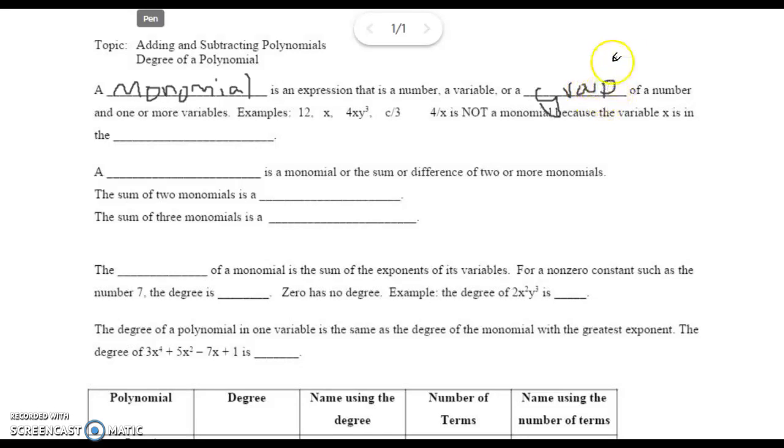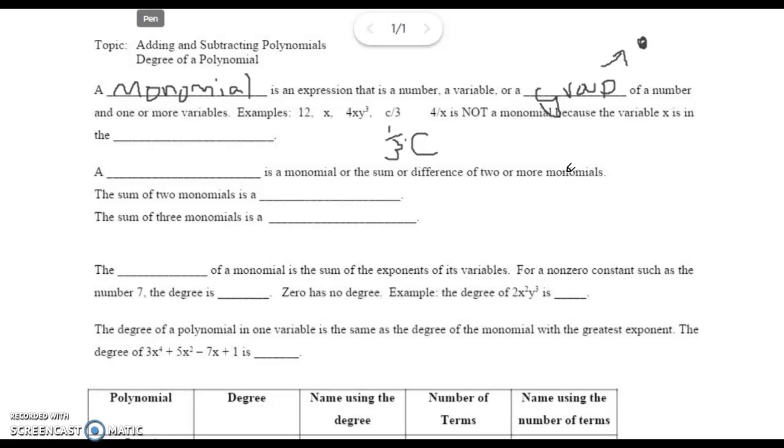Okay, and the way I like to think of a monomial is basically it is a number, a variable, and things that are being multiplied. So where you see this group, you can kind of write off to the side a little dot for multiplication or whatever you want to do. They're being multiplied. These things are together by multiplication. 12x, 4xy cubed are all things that we could consider monomials. C over 3, also monomial, because remember, this could also be thought of as 1/3 multiplied by c. So all of these are monomials.